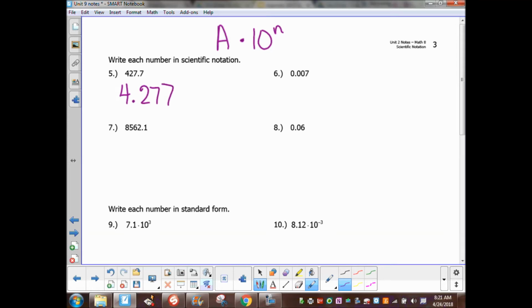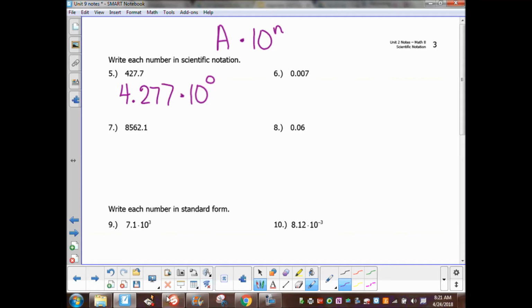4.277. Okay, that's a number between 1 and 10, but not including 10, times 10 to what exponent? Take a guess. To the 0 power. Okay? I heard somebody say to the 0 power. Try it.